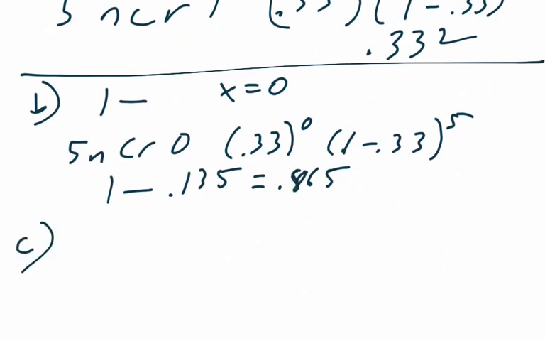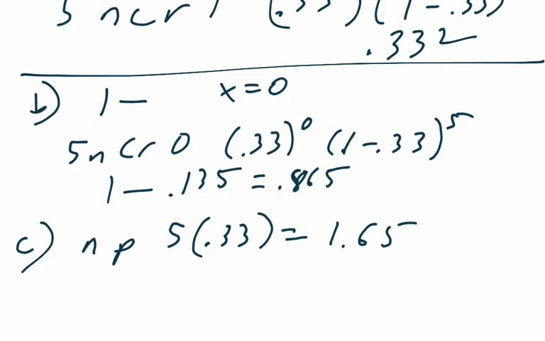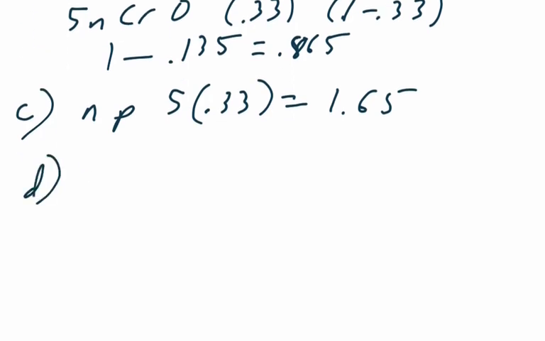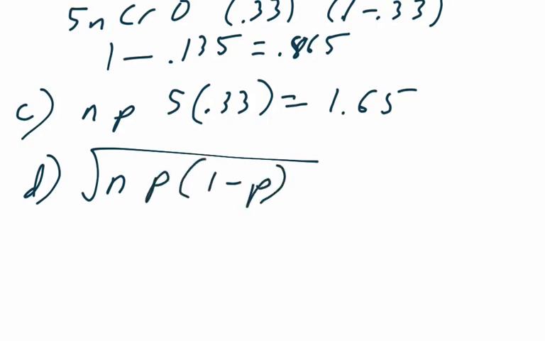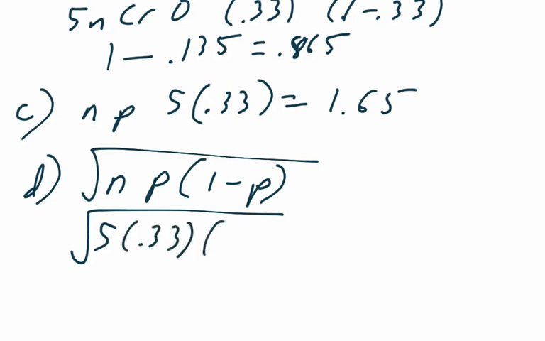For letter C, the expected value is n times p, which is 5 times 0.33, which is 1.65. And for letter D, for the standard deviation, n times p times 1 minus p, all in the square root. So the square root of 5 times 0.33 times 1 minus 0.33 is 1.05.